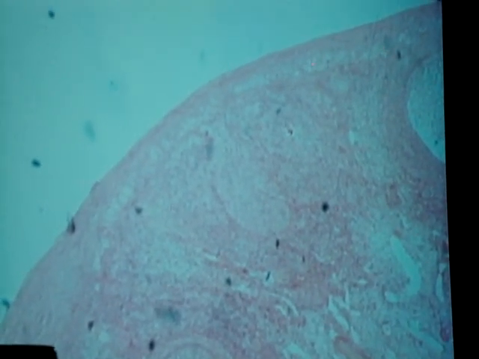The primordial follicles, those are the ones that are going to be found on the edges of the ovary. So any of these circles that are found along the edge, like over here, there are smaller circles. Those are the primordial follicles.